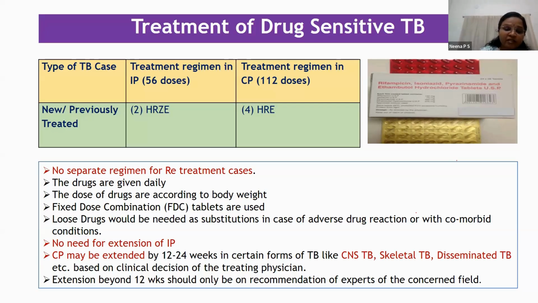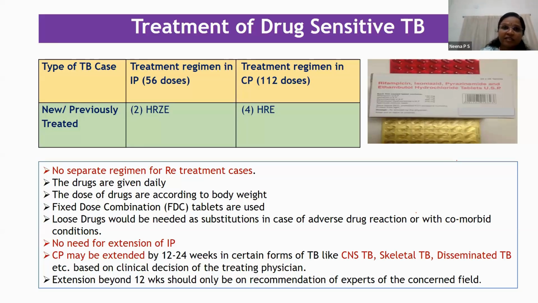And there is no need for extension of intensive phase. Previously, we used to extend the intensive phase. At the end of intensive phase, if the sputum was found to be positive, we used to extend intensive phase for 1 more month. That was there previously. Now there is no extension. If the patient is positive at the end of intensive phase, we just need to send a repeat sample for LPA to know the evolution of acquired drug resistance.